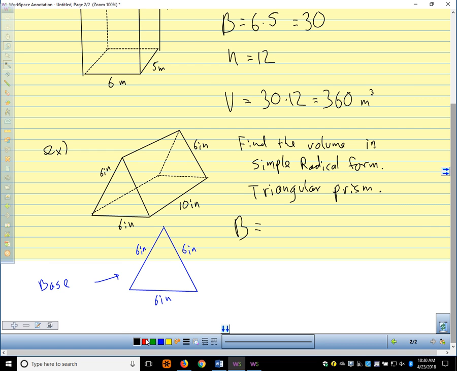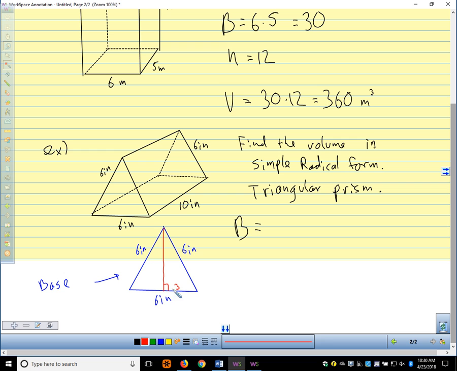In order to find the area of the base, we need to find the height of the base. We don't have the height here. Well, let's draw in the height of the base. There's the height of the base. What does this segment do to the base? You get a 30, 60, 90 triangle. What about this side? It cuts it in half. So this would be 3.